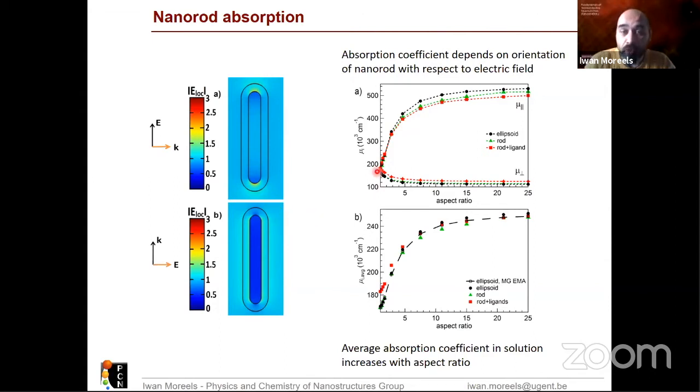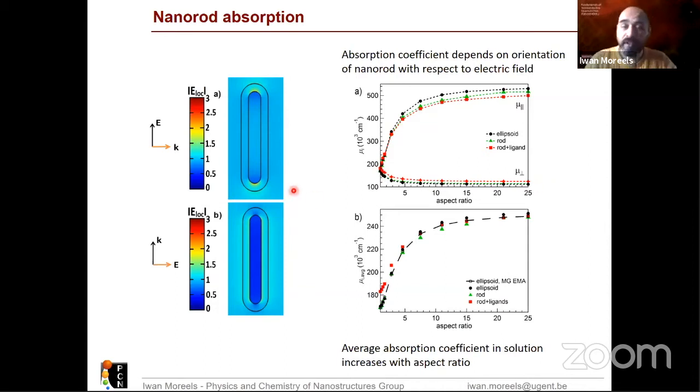And in fact, the absorption coefficient of a nanorod, when you shine light with a field polarization which is parallel to the long axis, is strongly enhanced, especially for high aspect ratio particles. On the contrary, when you have the electric field shining in with a polarization parallel to the short axis, the absorption coefficient is slightly reduced.